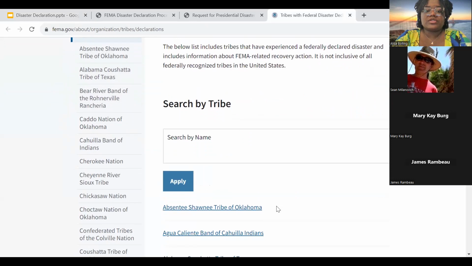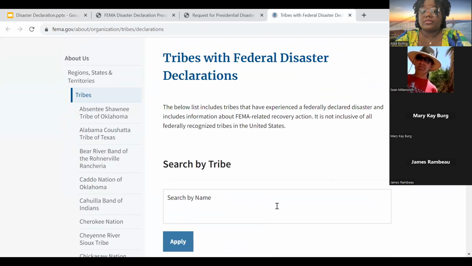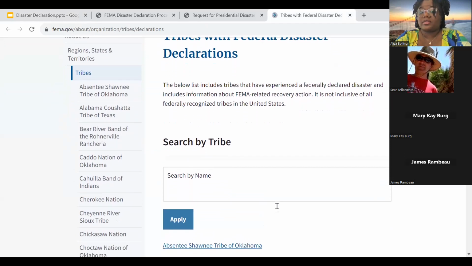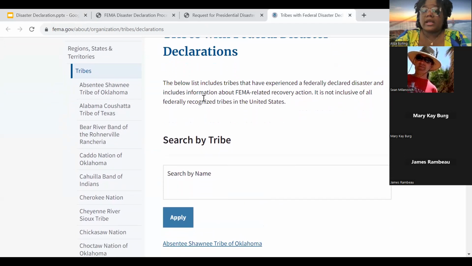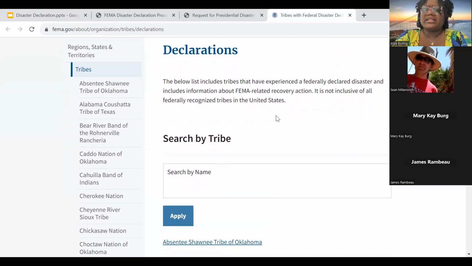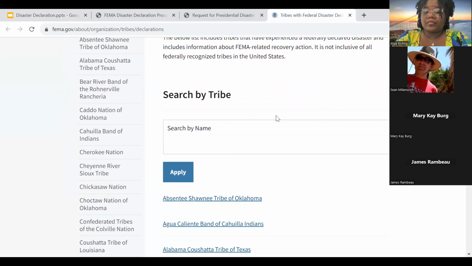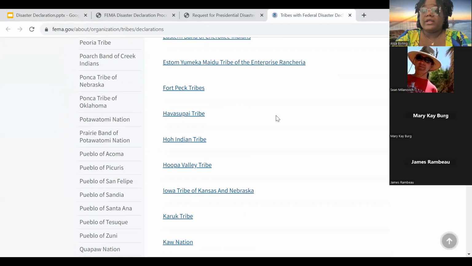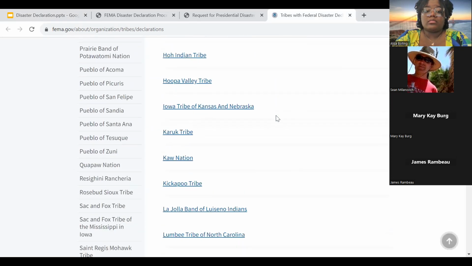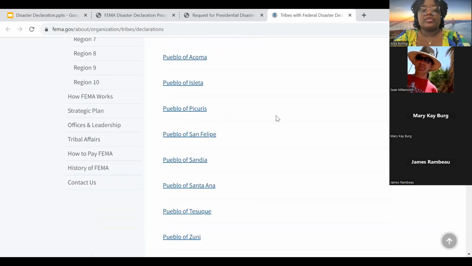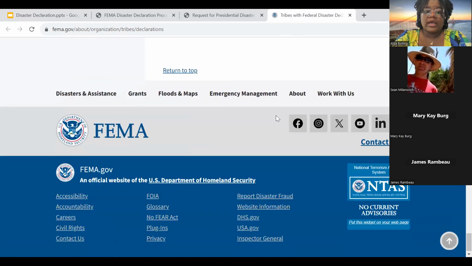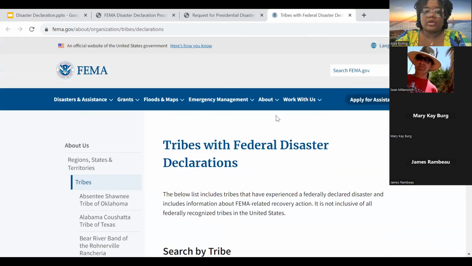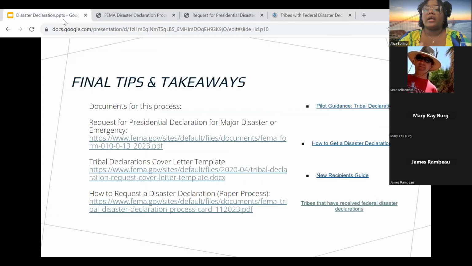And this basically shows which tribes have already done a federal disaster declaration, who experienced it, and how they went through the FEMA process. It doesn't include all of the federally recognized tribes that went through this process, but it includes quite a few of them. So maybe if you have time, we can go through and see all the different tribes that have gone through, see their process, what they needed, what information was done, and how it looks.